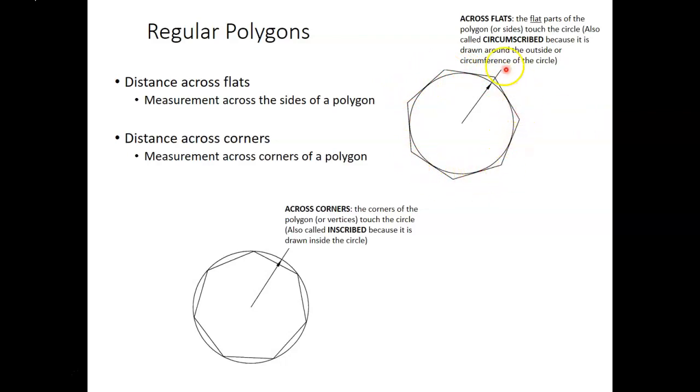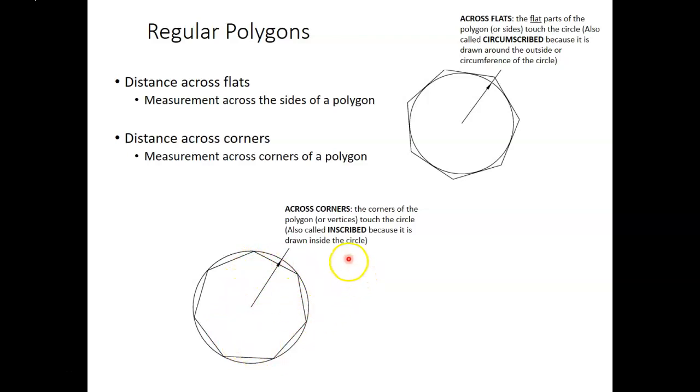Or the middle of the line. So on the outside, it's across flats, okay? So the other name for that, if it's drawn on the outside, is circumscribed. Circum meaning outside the circle, around the circle, like circumference. Scribe meaning to draw. Okay? Well, if we draw it inside, and by the way, if you didn't notice, 1, 2, 3, 4, 5, 6, 7, these are septagons inside of these circles and outside. If we draw inside, notice here now the corners are touching the circle on the inside. So this is across corners, and it's called inscribed because we drew it inside the circle.